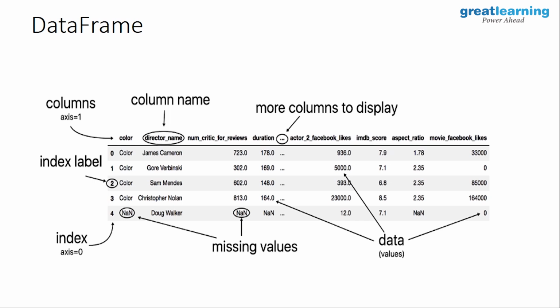Axis equal to 0 means row, axis equal to 1 means column, similar to what we saw in NumPy yesterday. We can do mean, median on a column or a row, max on a row, that kind of thing. Whatever is there in between is called data. If the data is not available, it is considered NaN, not available. These are called missing values.